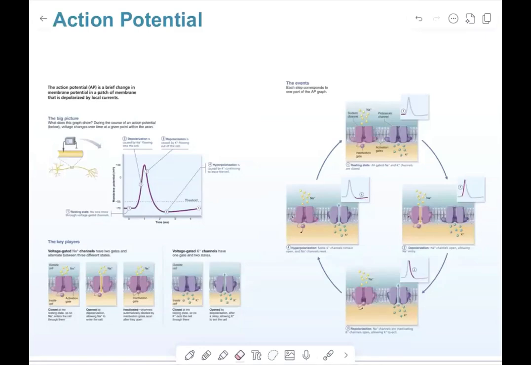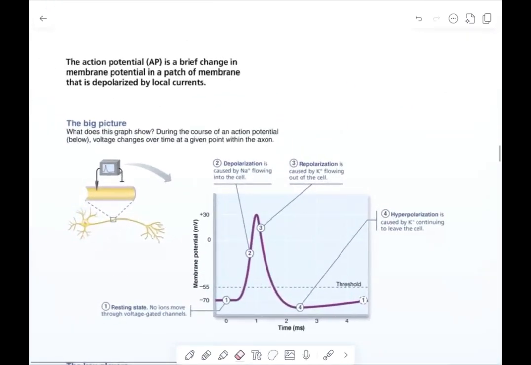In this video, we are going to begin by talking about the action potential. In the previous slide, you learned a little bit about graded potentials. Action potentials are quite different. They are what we call all or none, which means that every action potential looks exactly the same. The action potential is a brief change in membrane potential in a local patch that is depolarized by local currents.